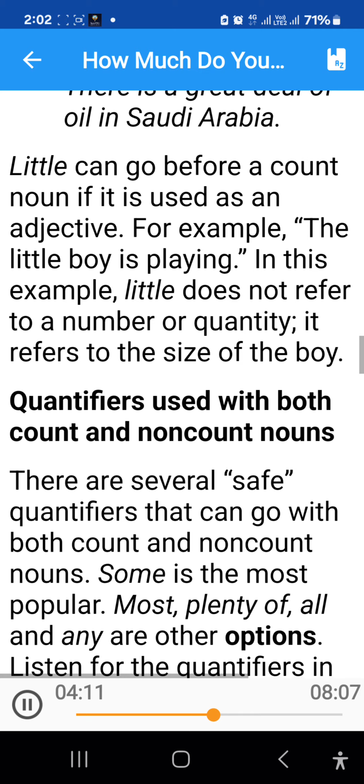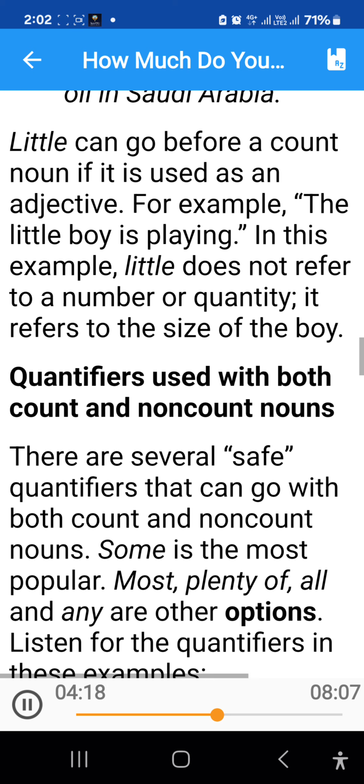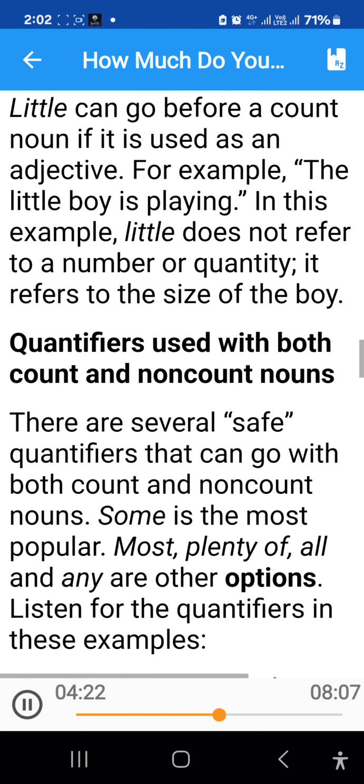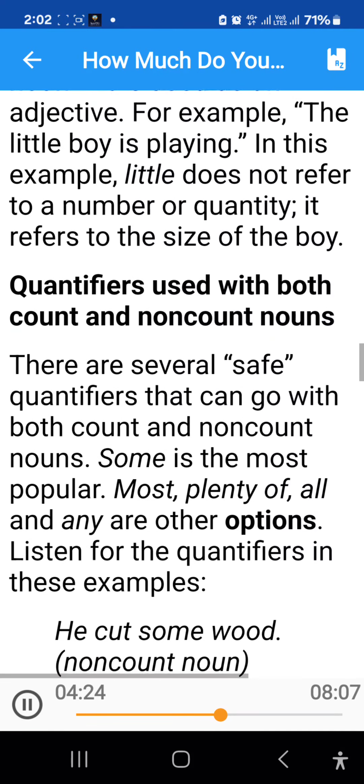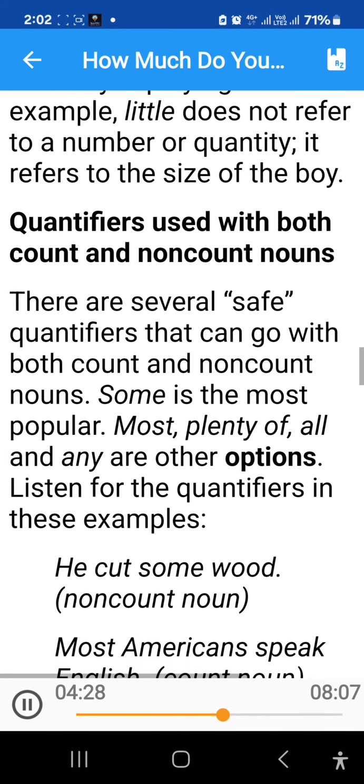Little can go before a count noun if it is used as an adjective. For example, the little boy is playing. In this example, little does not refer to a number or quantity. It refers to the size of the boy.